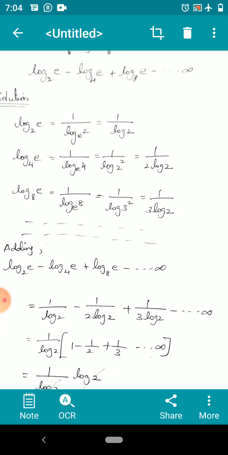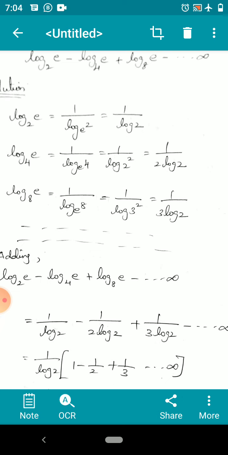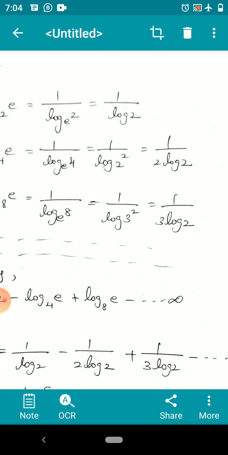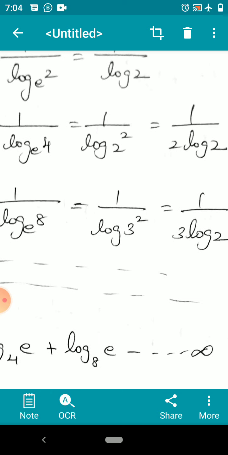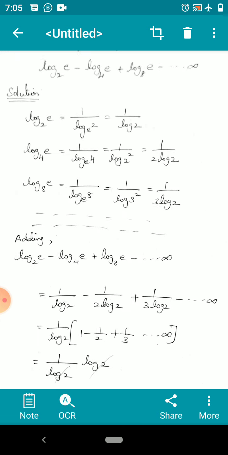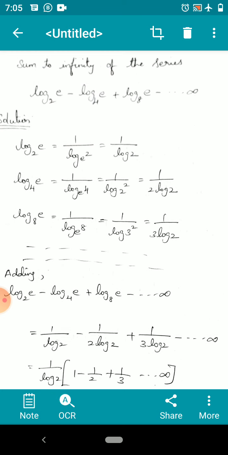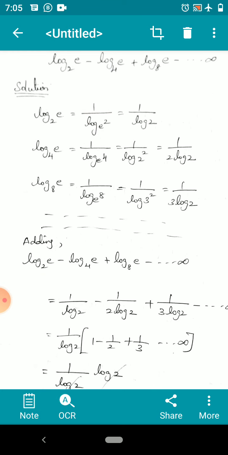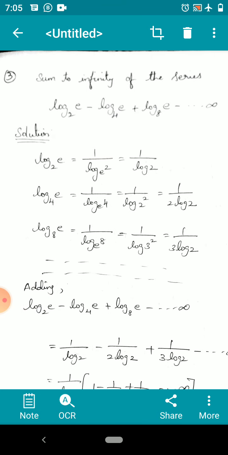Then log of 8e, that is 1 by log e power 8, which is equal to log 2 cube, not 3 squared, change here, log 2 cube. Okay, I made a mistake here, please change it, a correction: log 2 power 3. So this can be written as 3 log 2. And adding all those things we are getting this term, that is given in the question.